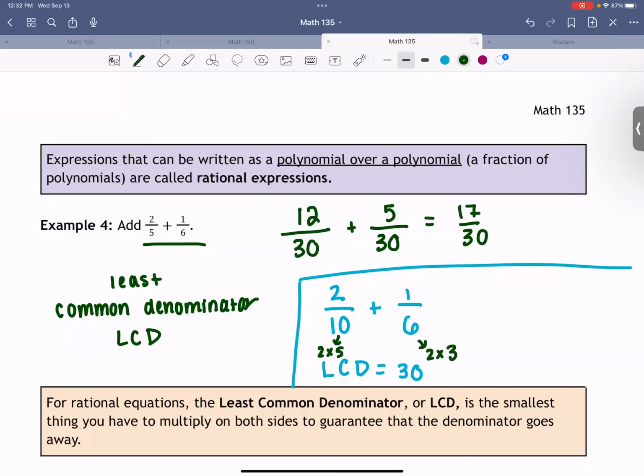So what we're gonna do to find the least common denominator is you're gonna take the 2, the 5, the 3, but I'm not gonna account for the 2 because I already accounted for it with the 10, okay? So 2 times 5 times 3 is 30, okay? I don't need to multiply that 2 in my LCD, okay?